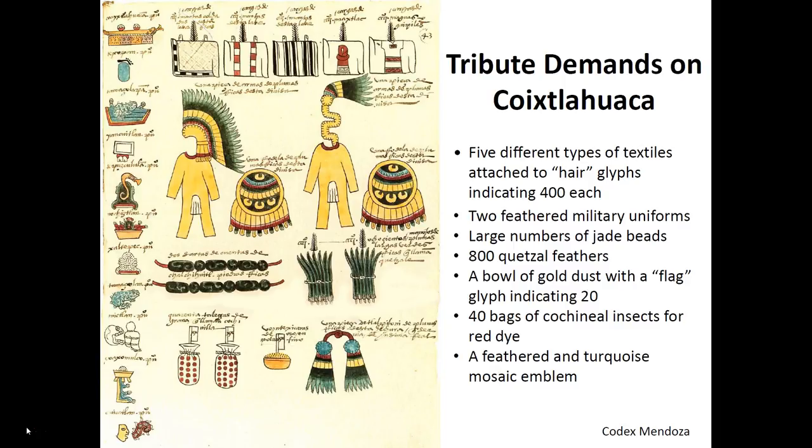And down in the lower left, those bags with red spot are bags of cochineal insects, a small insect found on prickly pear cactuses that was used to create a red dye. So all of these materials had to be collected, aggregated, and then given to the empire on an annual basis in order to ensure their compliance and ensure peace.